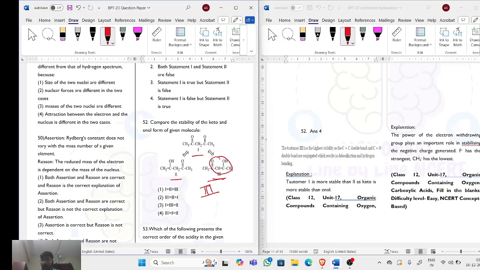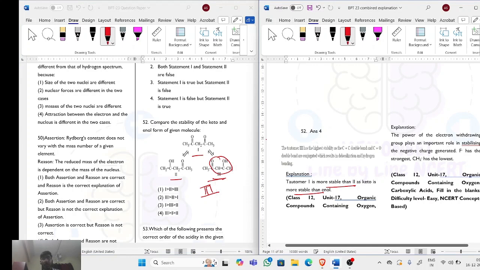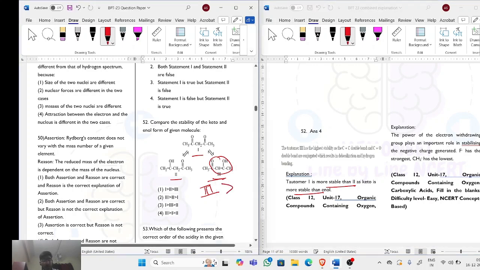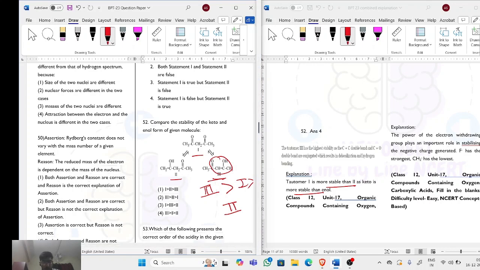And we also know that between the keto and enol form, the keto form is more stable than the enol form. So the third is the most stable, then we have the first, then the second. In the first and second, keto is more stable than the enol form. So option number 4 will be our correct answer.